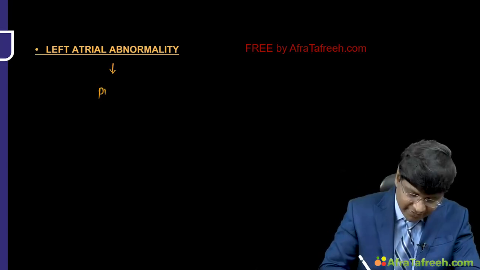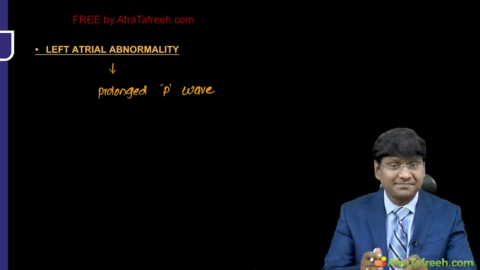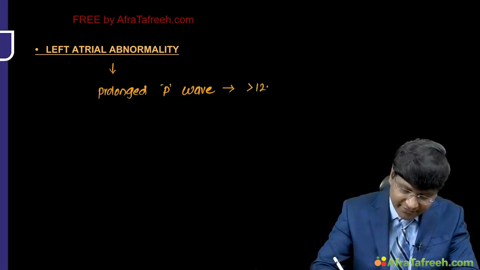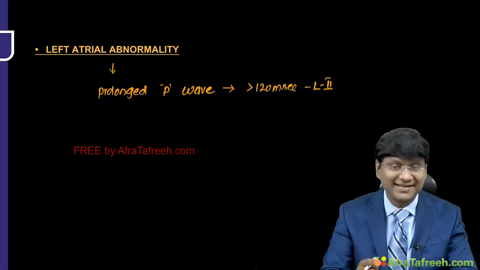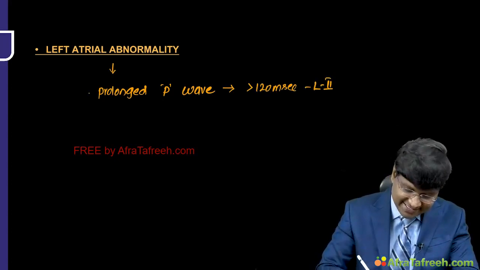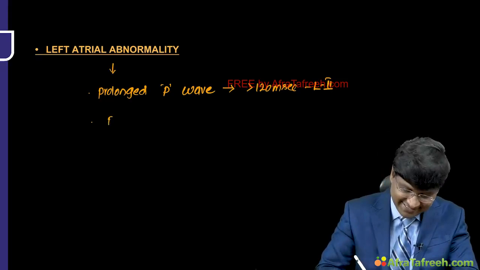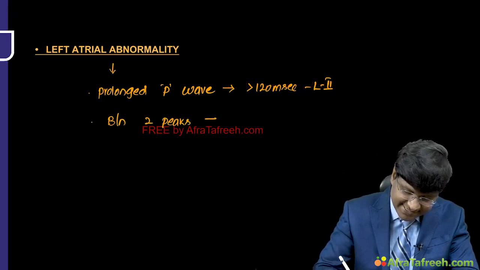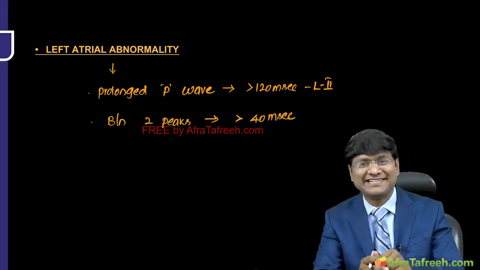Number 1, the individual will have a prolonged P wave duration, and this prolonged P wave duration will be more than 120 milliseconds in lead 2. And the next important criterion is the distance between the two peaks. How much should it be? It should be more than 40 milliseconds.